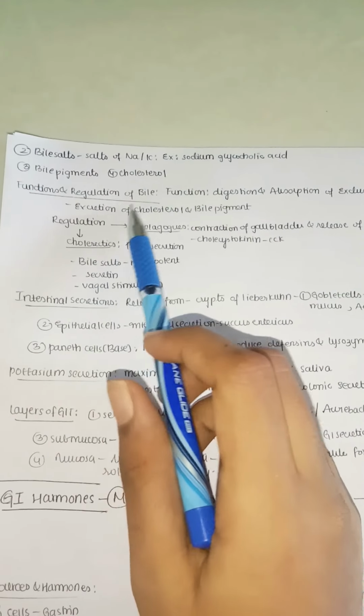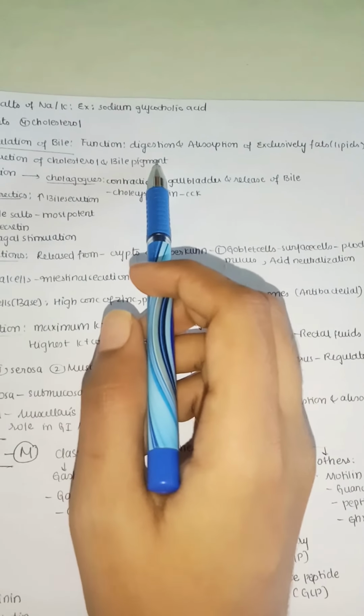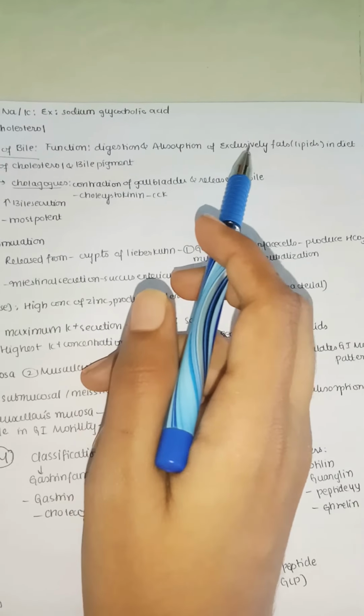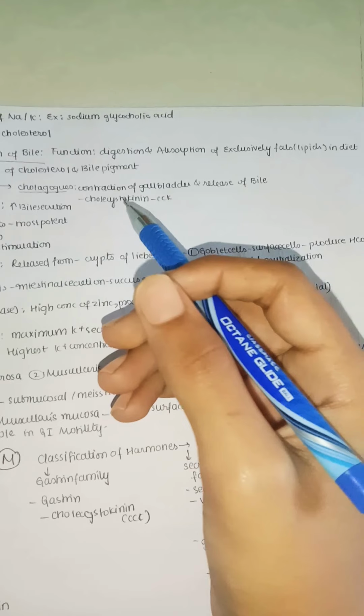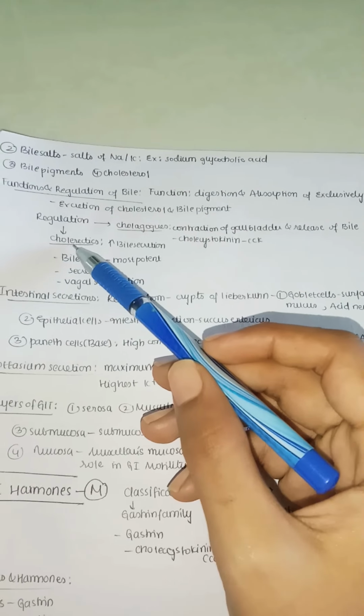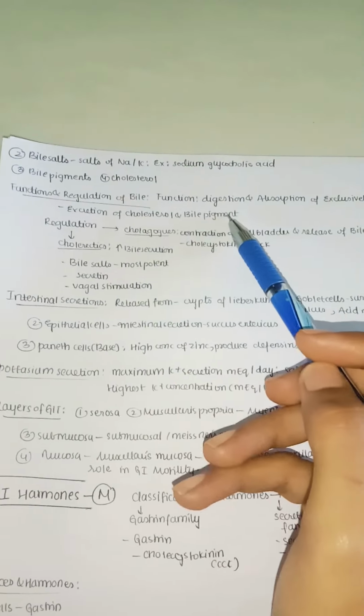Now let us see the function and regulation of bile. The function of bile is for digestion and absorption of exclusively lipids in the diet. So mainly bile is used to digest the lipids, and for excretion of cholesterol and bile pigment.